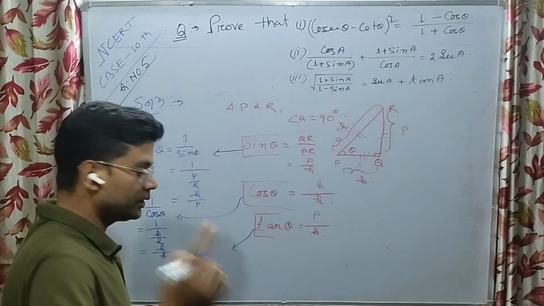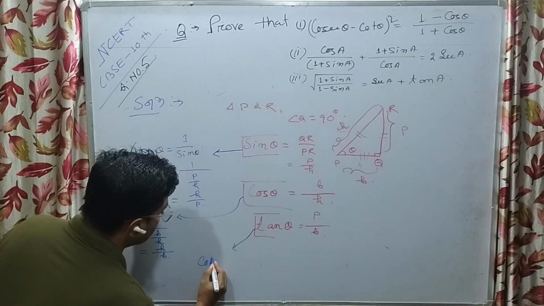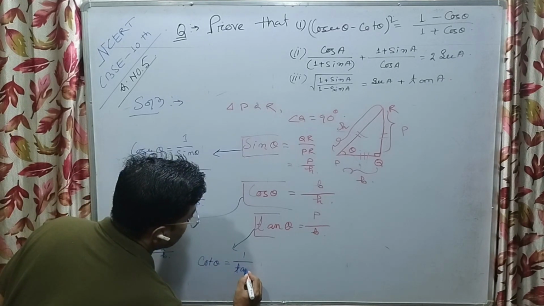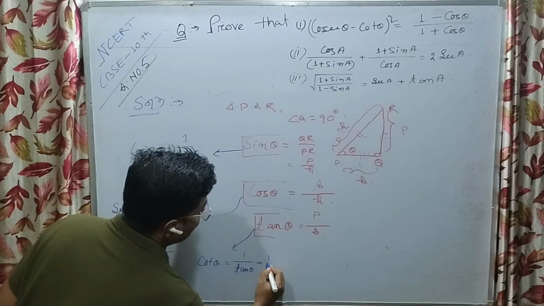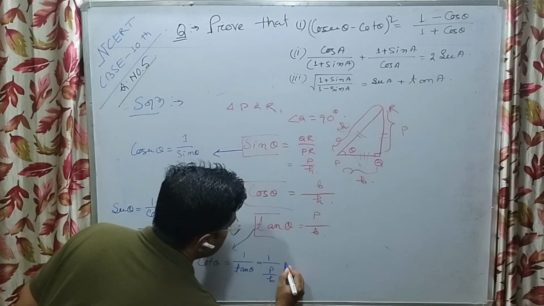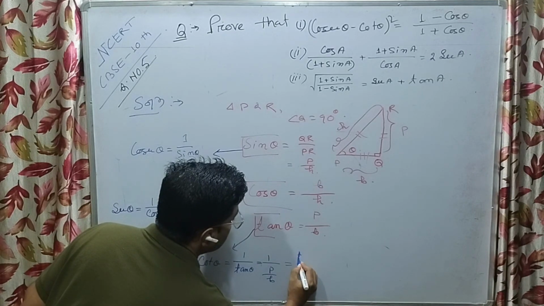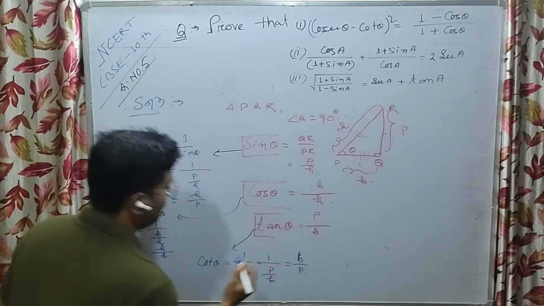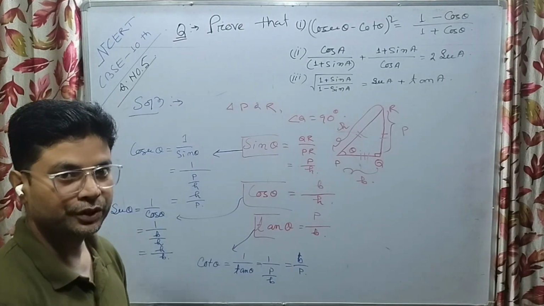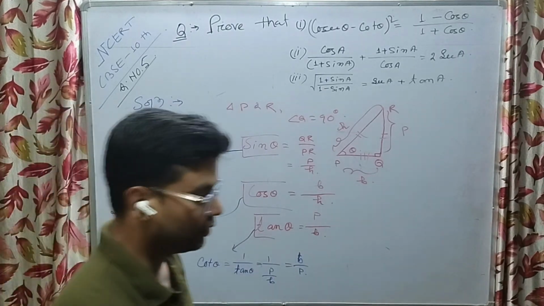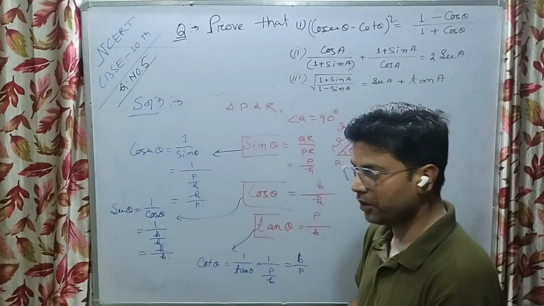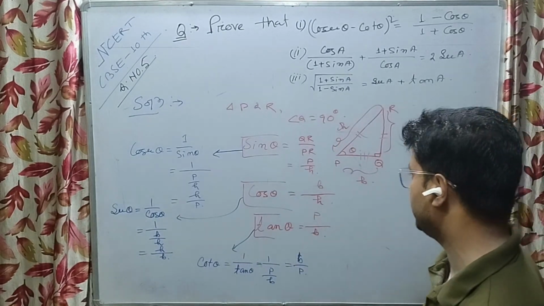The third ratio, that is cot theta. Cot theta is equal to the reciprocal of tan theta, 1 by tan theta. Tan theta is equal to P by B, so cot theta is equal to B by P. This is the relation between all 6 trigonometric functions. Okay. From here, another thing, students. From here I can write.